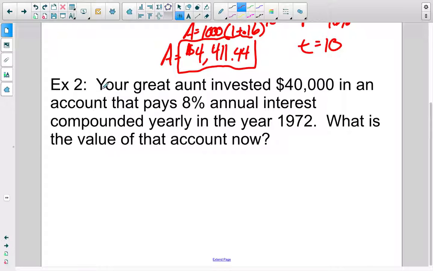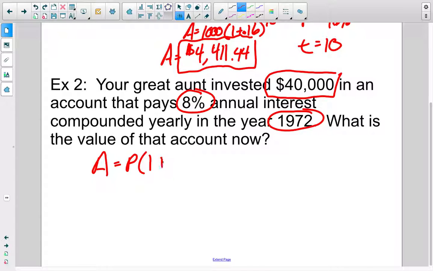This is a cool one. What if we have more time to invest? Your great aunt invested $40,000 in an account that pays 8% annually. Every year you get 8%. She did that in the year 1972. What is the value of the account now? So we're talking exponential growth.